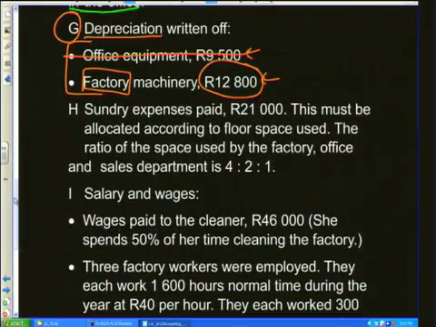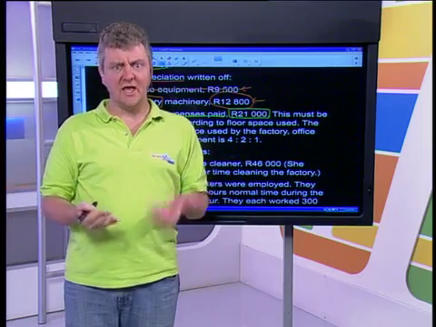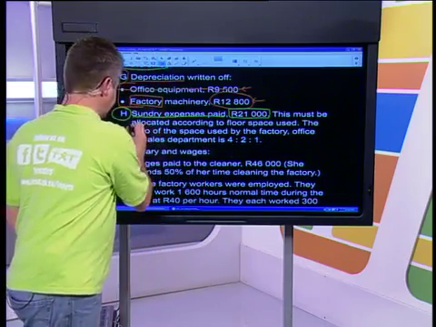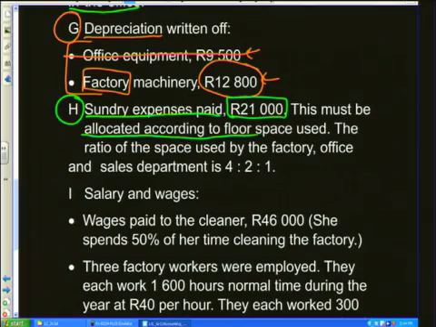Okay, now we've got another calculation to do. This is a calculation that deals with sundry expenses. And it tells us that sundry expenses paid were 21,000 Rand. So sundry expenses are all your small expenses that you don't really want to categorize as separate items. You just throw them all together as sundry expenses. And it tells you that this must be allocated according to the floor space used. So they say the ratio of the space used by the factory, office, and sales department is 4:2:1.